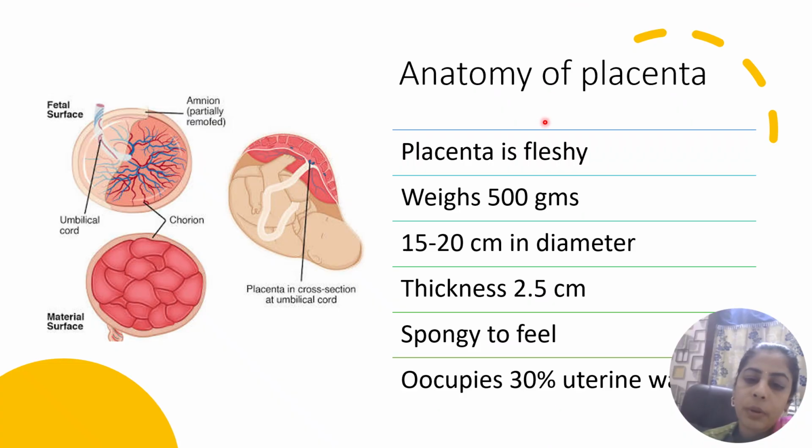So when we talk about the anatomy of the placenta, the placenta is fleshy and weighs around 500 grams, and it is around 15 to 20 centimeters in diameter. When we see the thickness, it is 2.5 centimeters. When we feel it, it is spongy, and approximately 30% of the uterine wall will be occupied by the placenta.